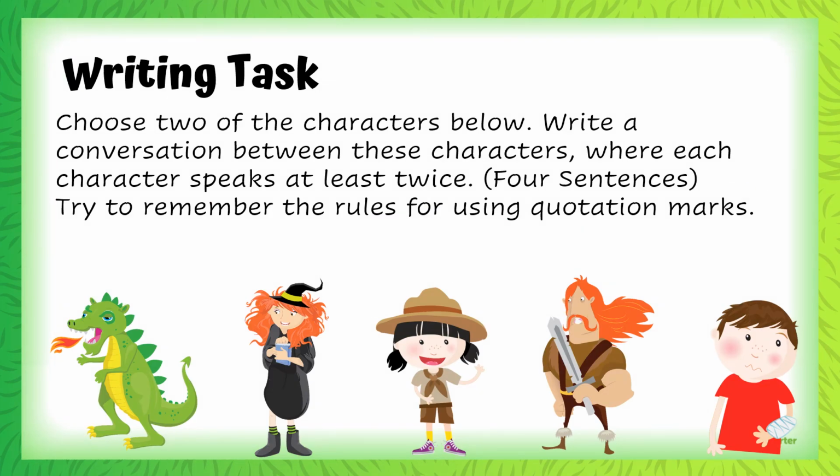So here's our writing task today. You're going to choose two of the characters I've got down below and write a conversation between the two characters where the characters speak at least twice. Did you notice before on the other examples, every time a new character spoke, I took a new line. So you're going to write 4 sentences, each on a different line. Now, you're going to be the narrator, so you're going to be telling the reader who's speaking.